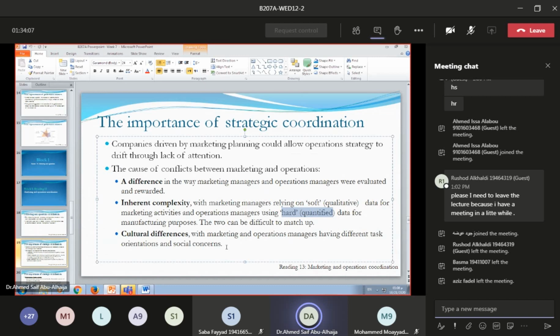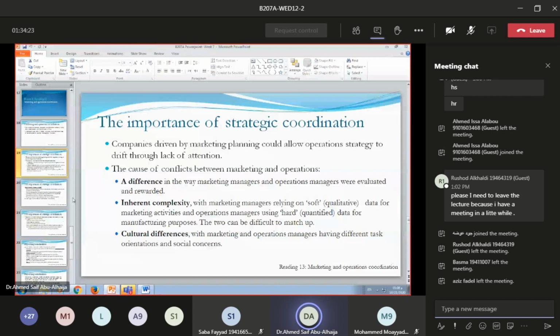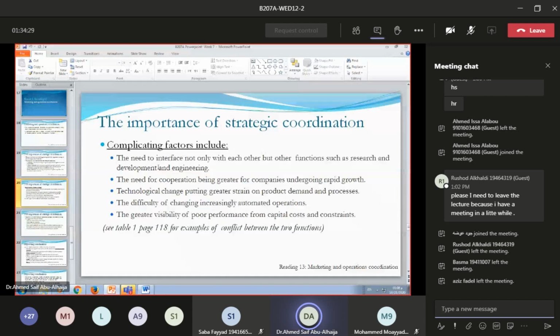Yes, for sure, all the time, the culture can have influence on, or can be considered as a way to have more conflict between marketing and operation. Once we talk about culture, we talk about internal and external culture, remember that. They say we also have some complicating factors that make things not right. So some factors can make more conflict.